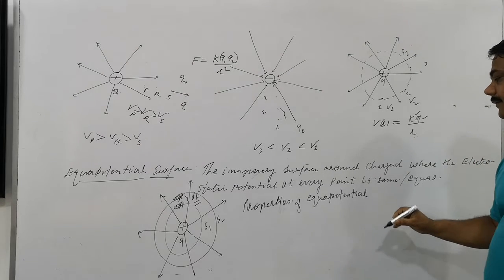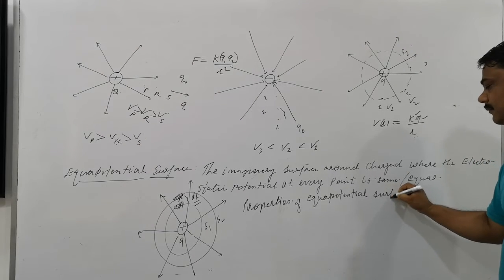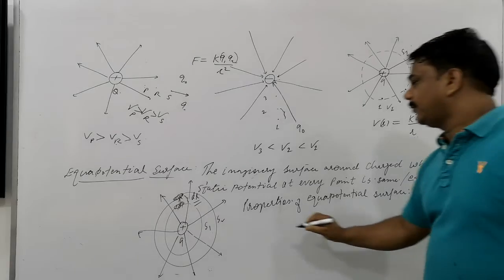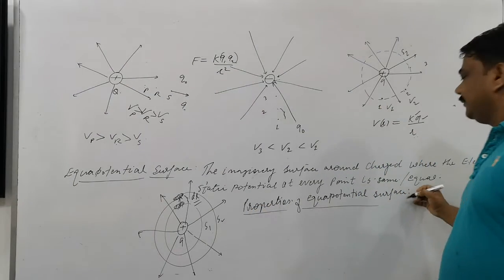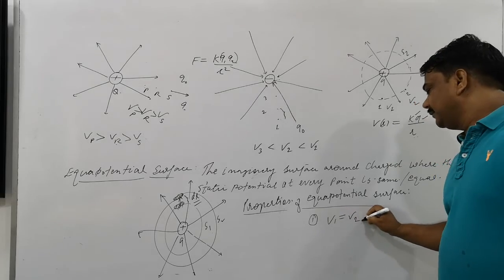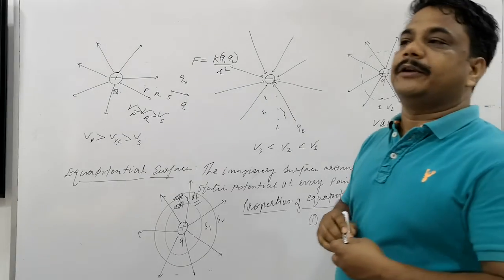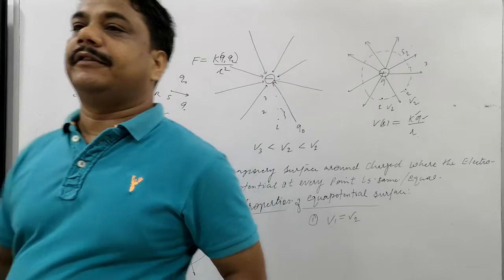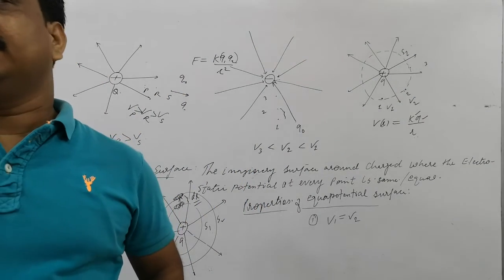Equipotential surface. What are the properties of an equipotential surface? We are writing this. The first property: the electrostatic potential at every point is the same. This is the definition, okay?